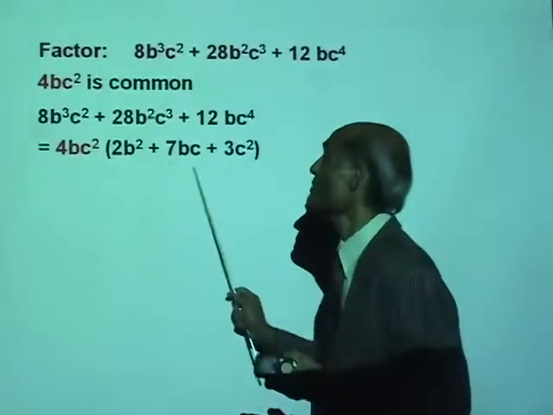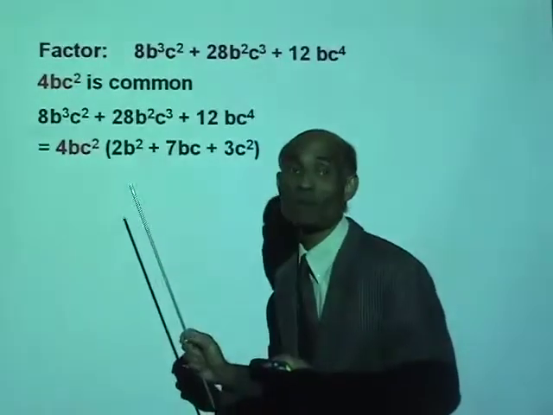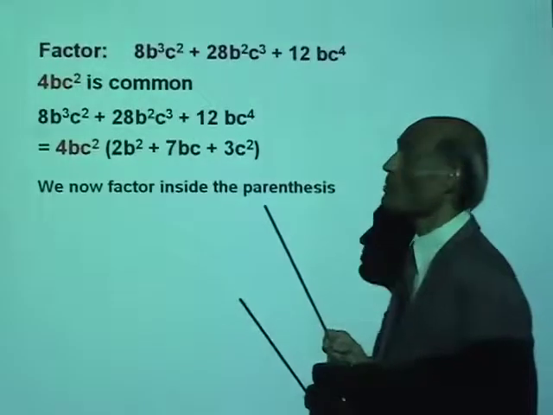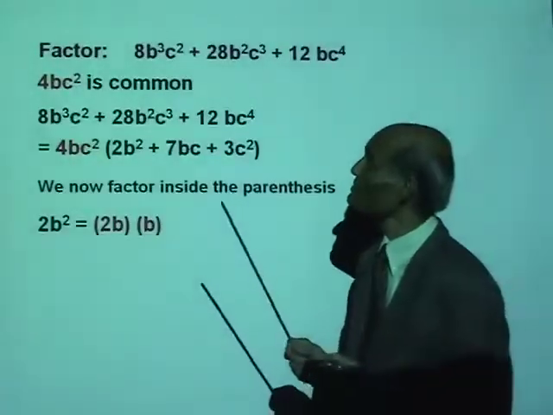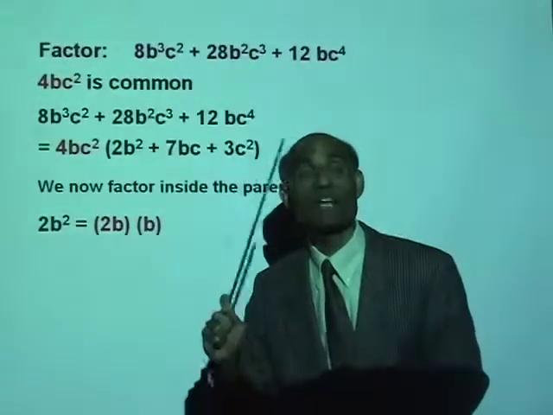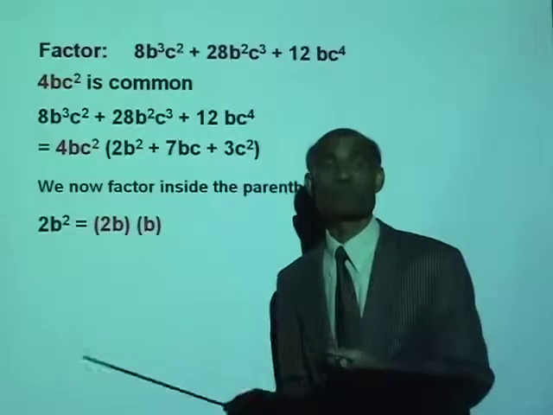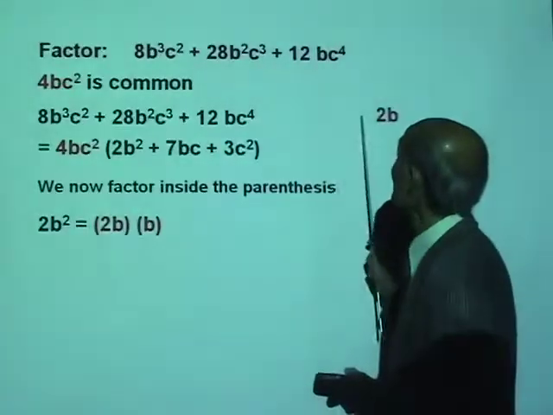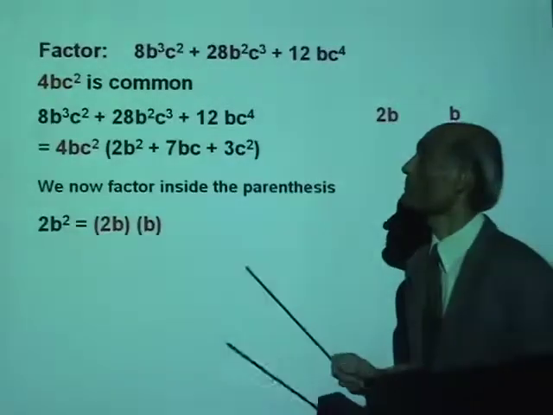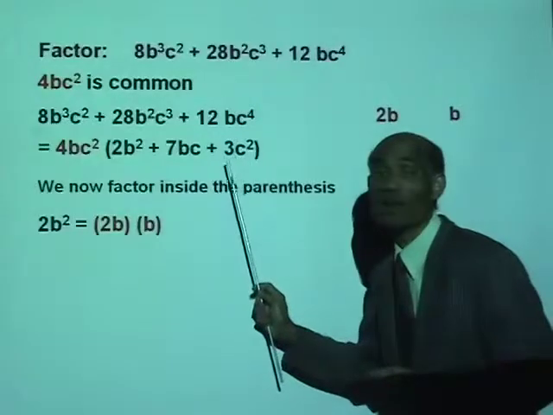You can factor this. What is the first step of factoring a trinomial? Factor the first term, 2b squared. How do we factor 2b squared? You can only factor 2b squared in one way, 2b multiplied by b. Now write that side by side, 2b multiplied by b. And now we factor the last term, 3c squared.